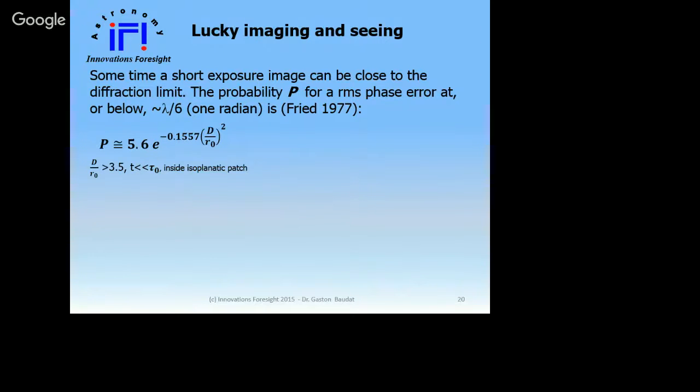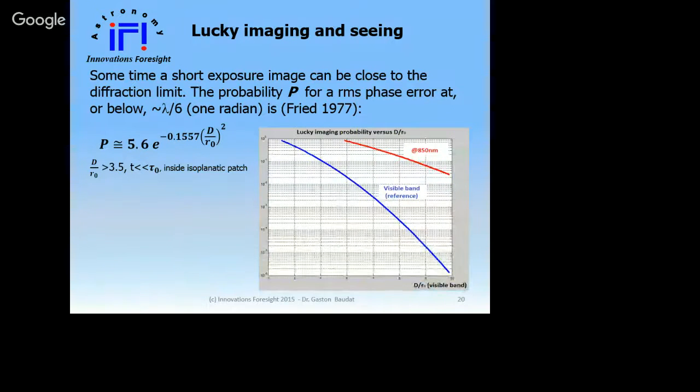We can compute that for any value, but the equation is more complex for a smaller D over r0. So here I have a plot showing you the probability of success of lucky imaging as a function of D over r0. When D over r0 is small, then you are close to 100% success rate. And then it drops pretty fast, because if you look at the equation, it's a function of the ratio D over r0 squared, and this is an exponential. So it's very, very sensitive to this ratio.